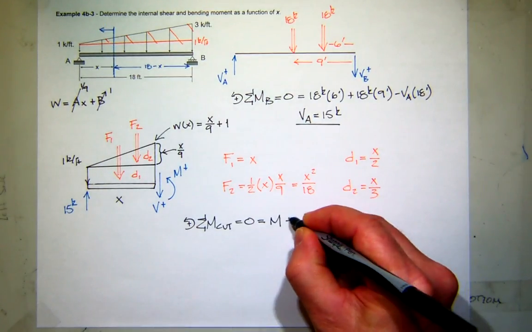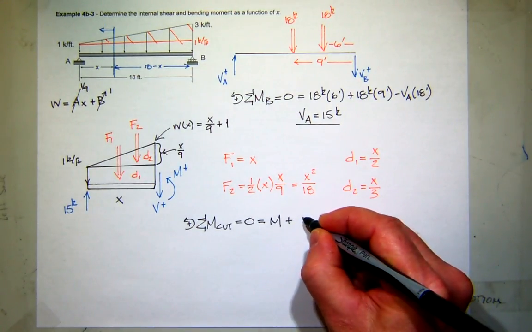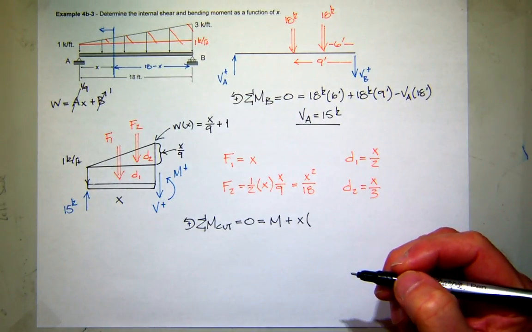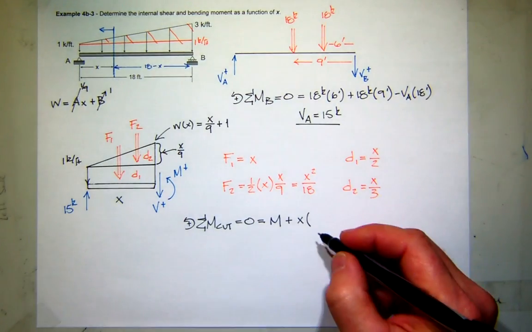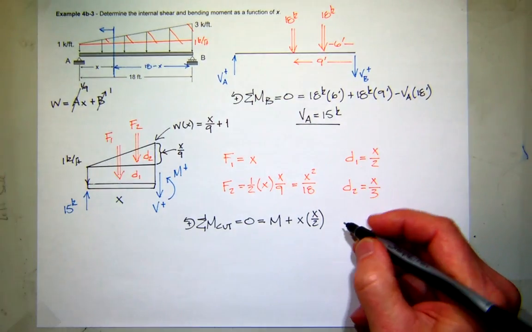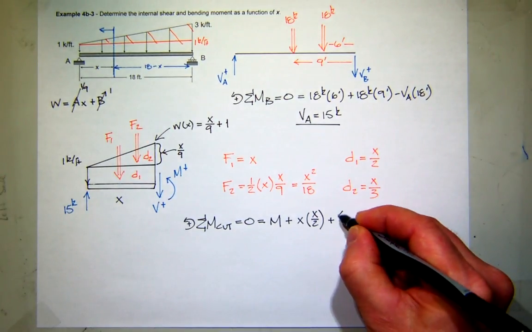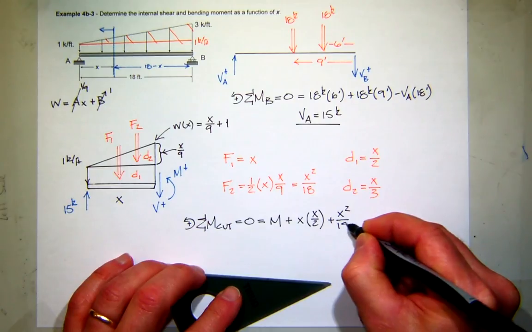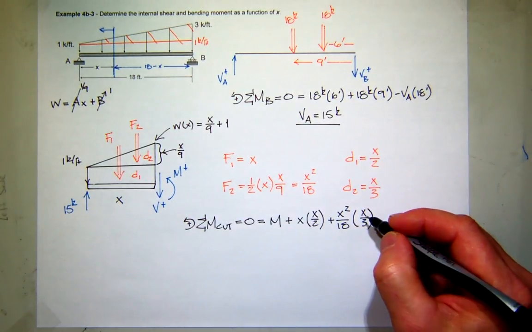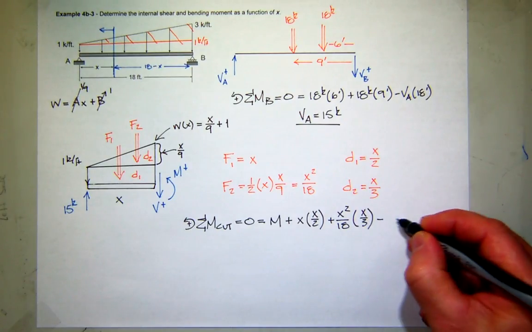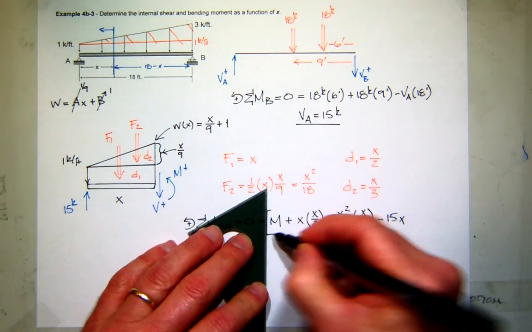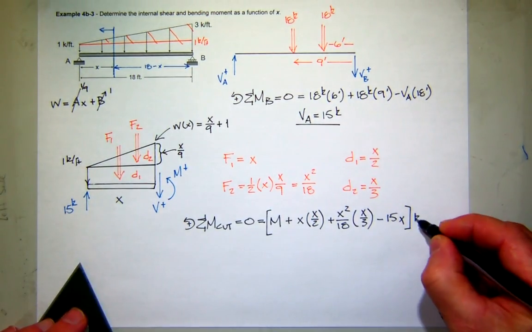So do F1. What's F1? F1 is x. Okay, and then this distance is? It's x over 2. Correct. Now do the next one. So you have plus x squared over 18, and what's its moment arm? X over 3. Correct. And then we also have the 15, which is negative. And what's its moment arm? X. Correct. So all of that should have the units of kip feet.